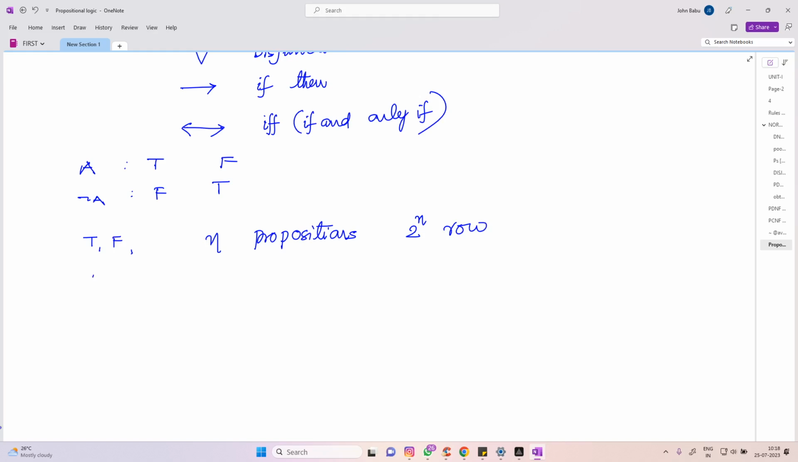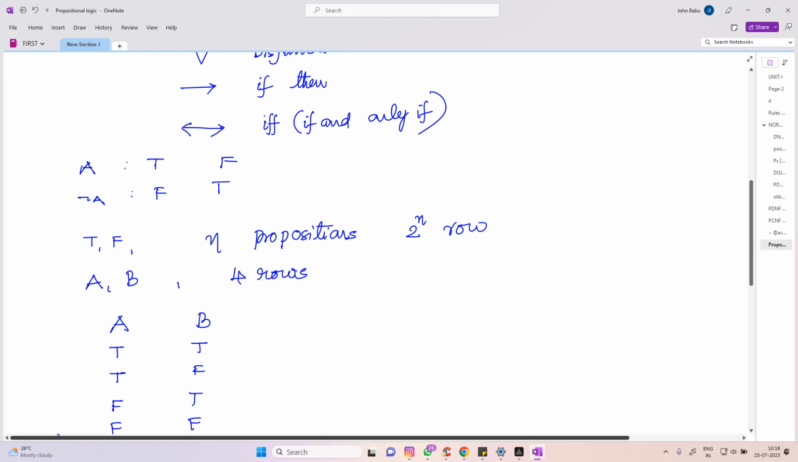So that means if I have two propositions A and B, I will have 4 rows for all the combinations. For example, A and B: true, true, false, false. Then I can have the combination of true, false, then true, false.